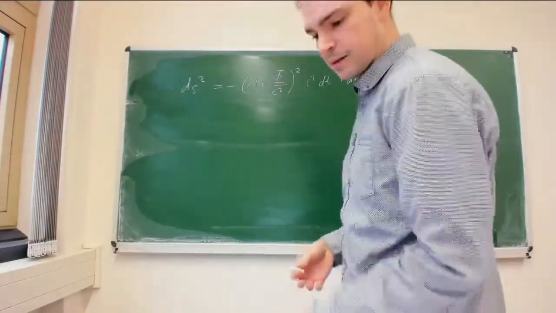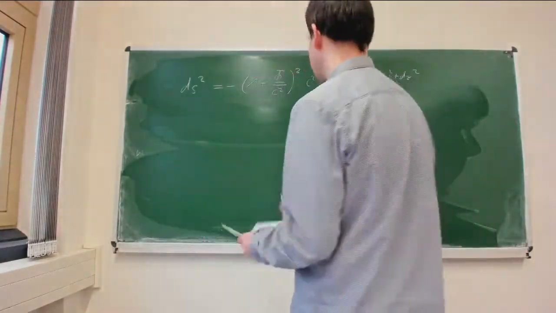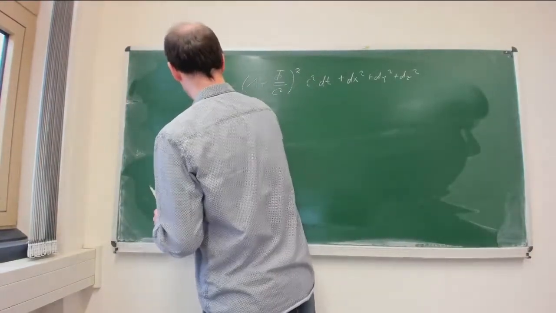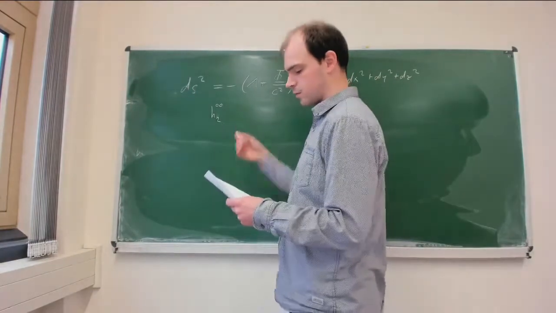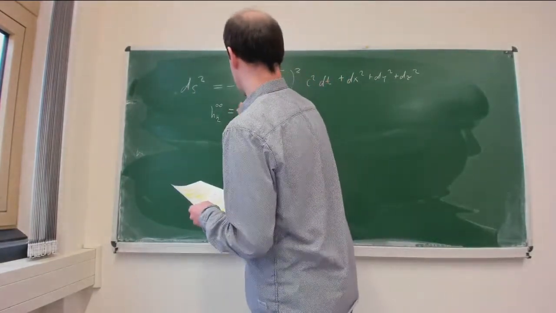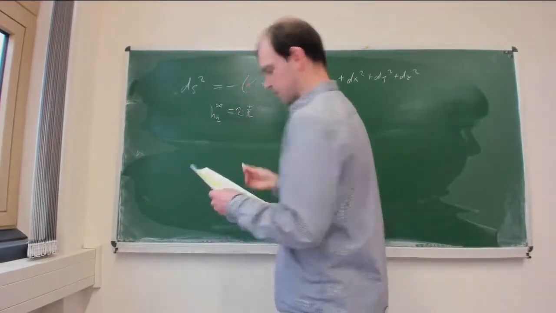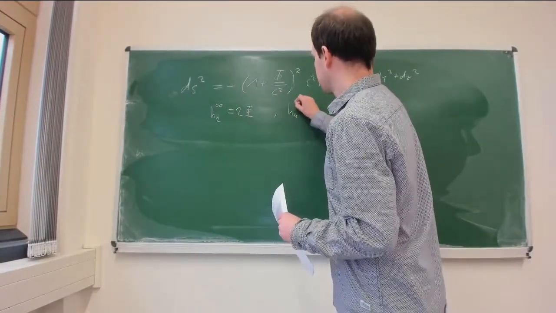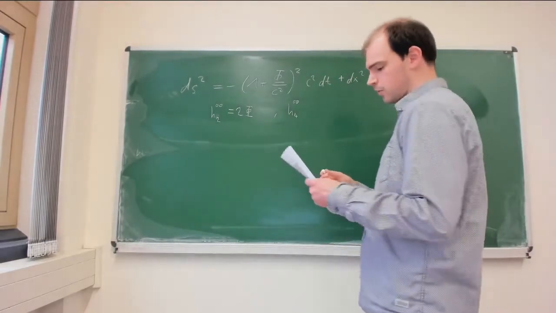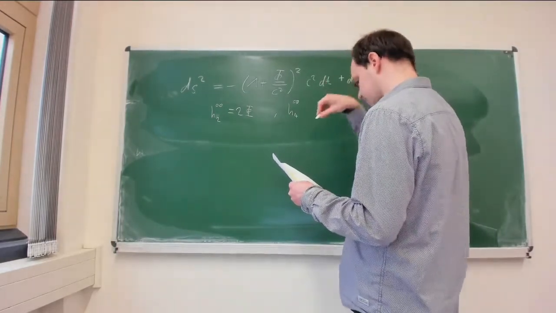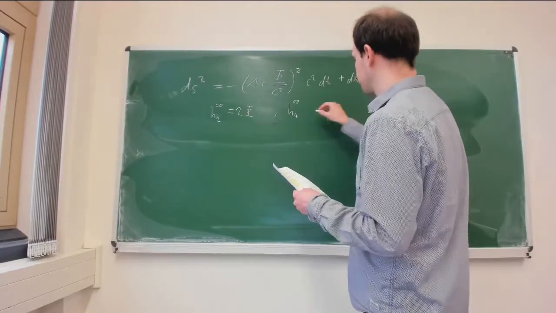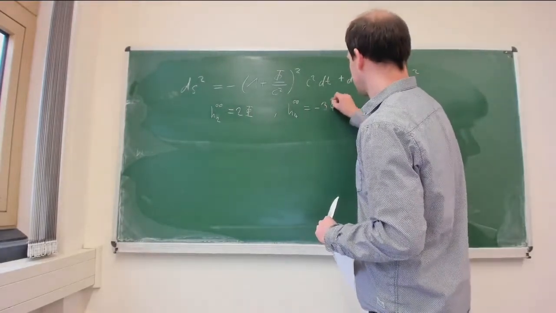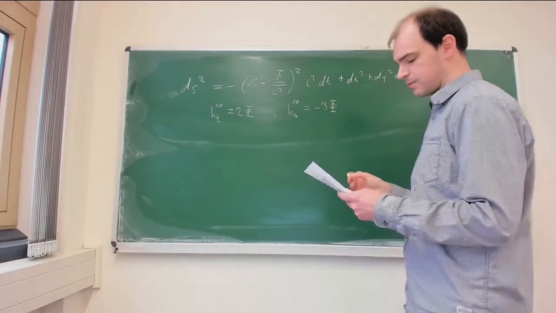And in this you can calculate, so first of all we find again that our H200 component is 2 phi. We can also calculate H400, which is minus 3 phi squared.